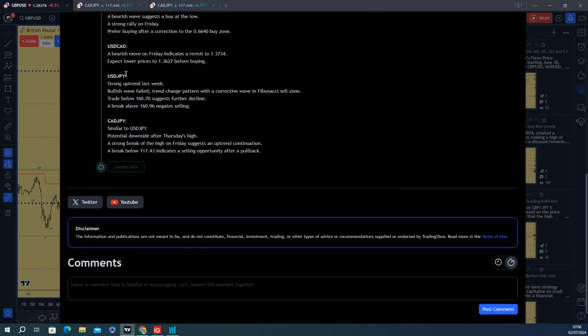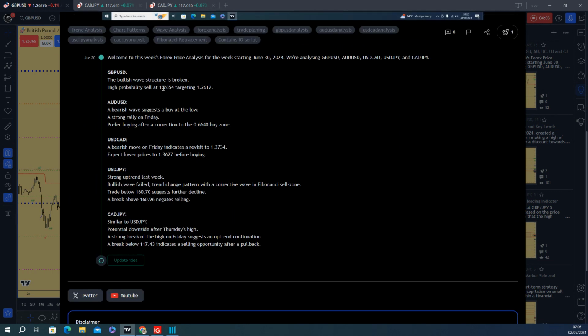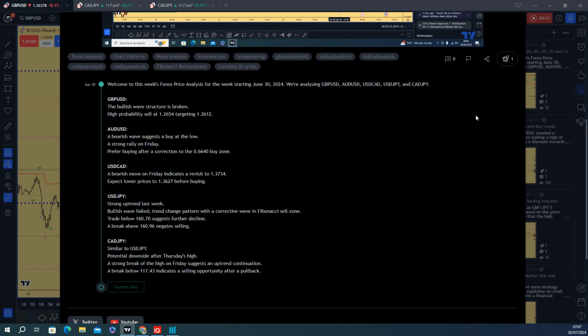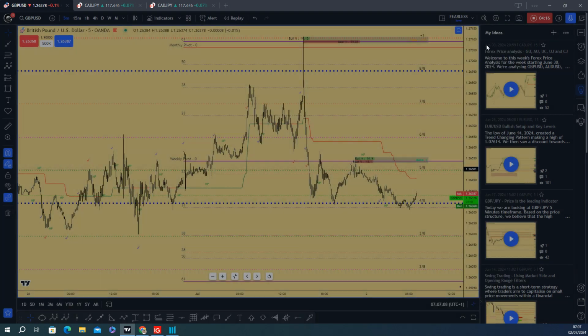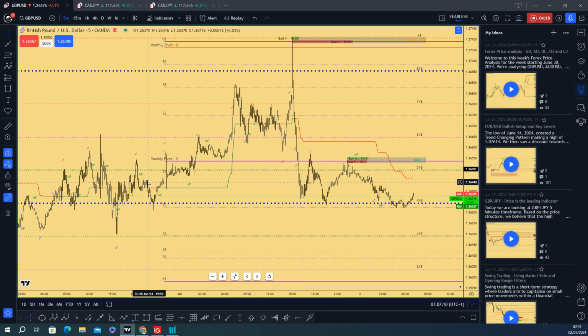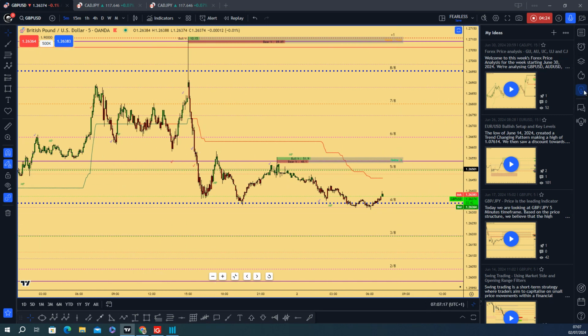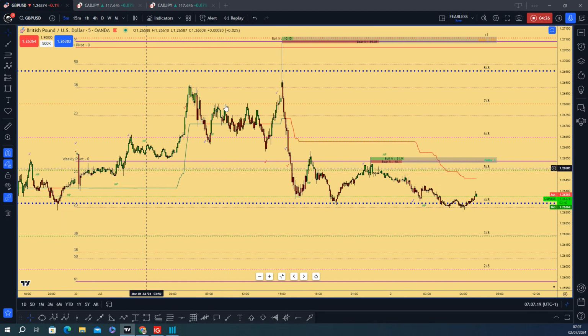So the pound, I remember saying the bullish wave structure is broken, high probability sell at 126.54. I didn't put the buy point here, but I remember mentioning that the low here will be a good area to buy from. Anyway, what we have here, after a strong move yesterday, this is a momentum high.